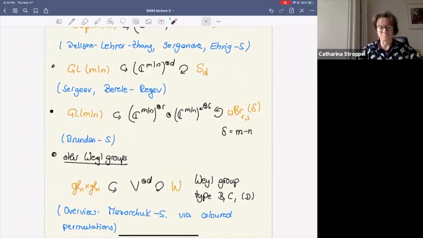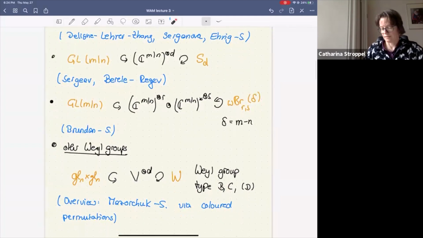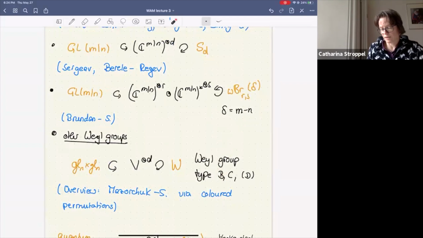And then you can ask the question, can we also change the group to some other Weyl group? So when you want to have another Weyl group here, say of type B, C, D, then at least for B and C, you can act on the other side with GLN times GLN. Somehow, this Weyl group of type B is colored permutations in two colors. And this corresponds to these two factors of GLN. And you have again commuting actions which centralize each other. And there's a slightly different version for type D as well, which I don't want to mention because it's a bit technical.